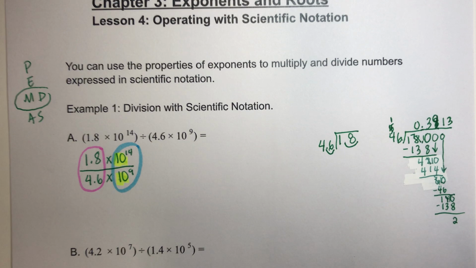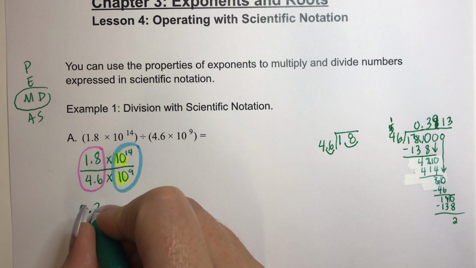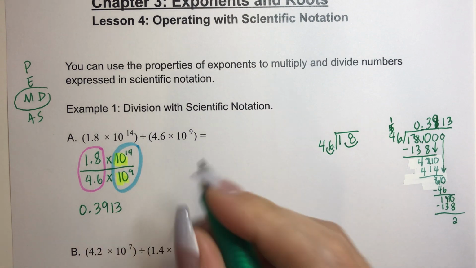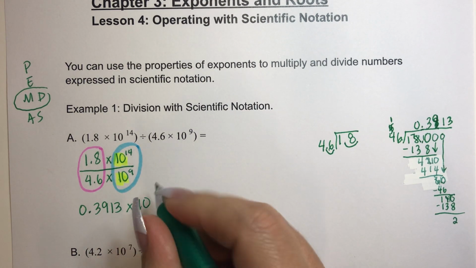Well, that's not working. Hold on. 18 divided by 46. Yeah. Okay. So we're going to stop right here. So that means that this ends up equaling 0.3913 times 10.